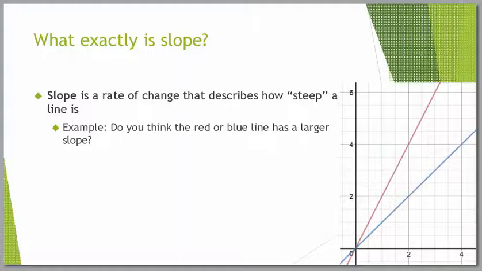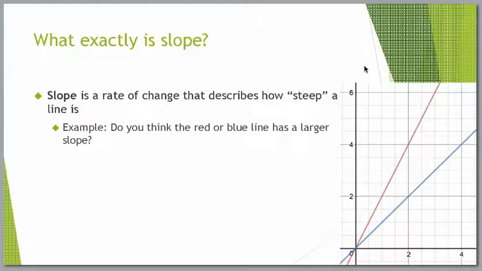So, going back to slope, very important thing to talk about before moving forward, because we need to know a little bit more about slope to be able to work with it and use it to graph. And it's a really important part of graphing linear equations. So slope is a rate of change that describes how steep a line is. So with that definition in mind, looking over at this graph, would you think the blue or the red line is steeper?